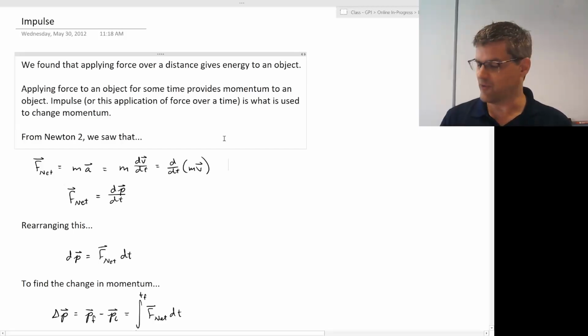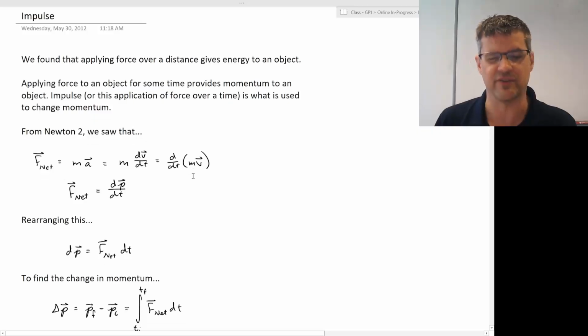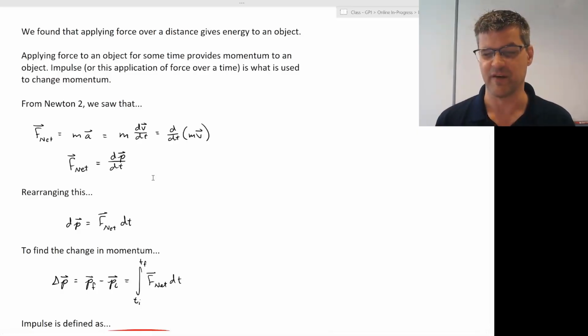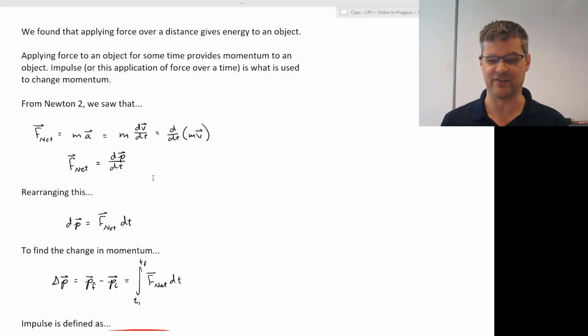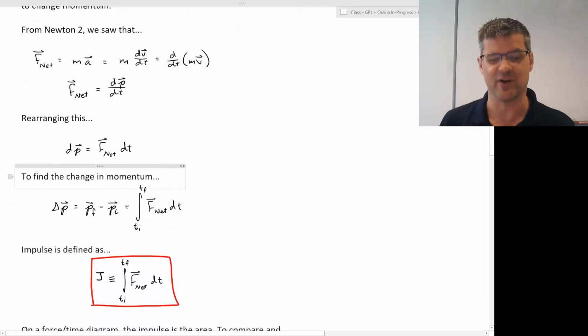So, if you really believe this more Newtonian version of Newton's second law that says that the net force is the change in momentum with respect to time, we can certainly rearrange these terms. By moving the dt over to the other side, we see that a differential momentum is associated with a net force times the differential time. And if we wanted to find the change in momentum, we have to integrate net force over some time.